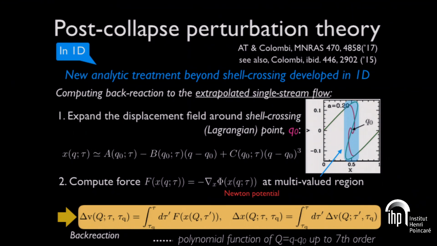To do that, we expand near the shell crossing region in polynomial form of the Lagrangian position, and then compute the force analytically or more rigorously. Once you get the force, the rest is to just integrate the force over time from shell crossing to a given time. This gives you the back reaction to the velocity. And further integrating the velocity over time gives you the back reaction to the position. In this way, we can get an analytical expression described as a polynomial form of the Lagrangian position up to the 7th order.